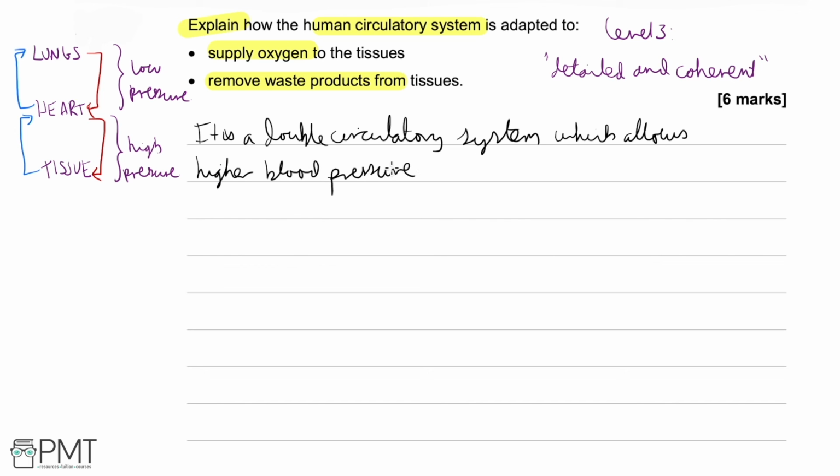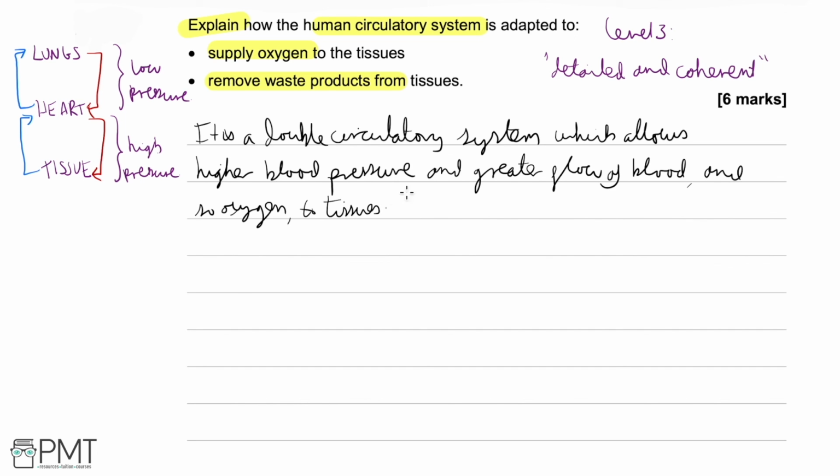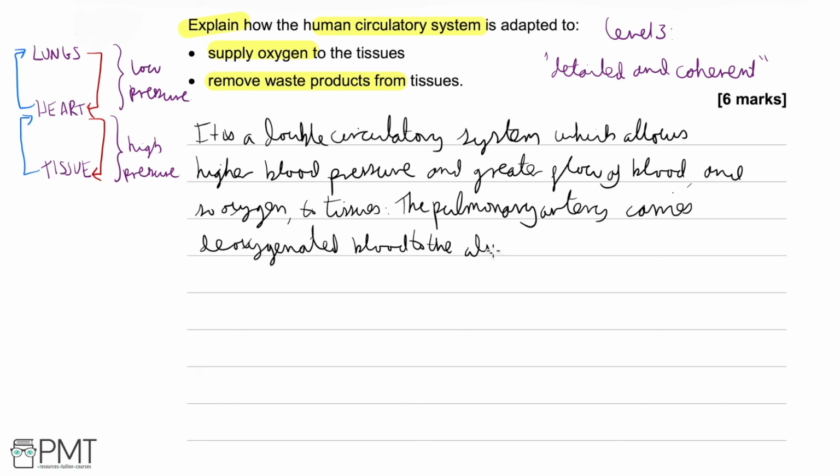This will be our first point. It is a double circulatory system which allows higher blood pressure and greater flow of blood and so oxygen to tissues. Continuing to look at our diagram, we can discuss some of the vessels which carry this blood around the body. So first of all, we'll talk about the pulmonary artery, which carries deoxygenated blood from the heart to the lungs, or the alveoli in the lungs, where it absorbs oxygen.